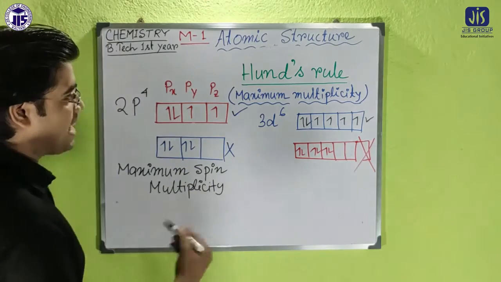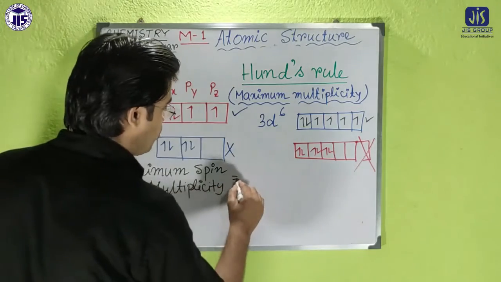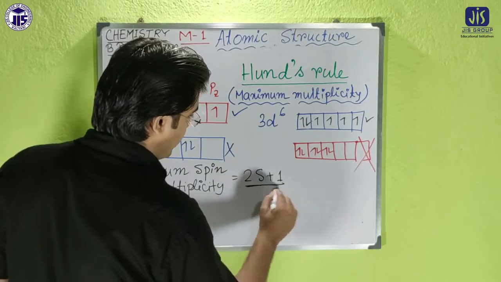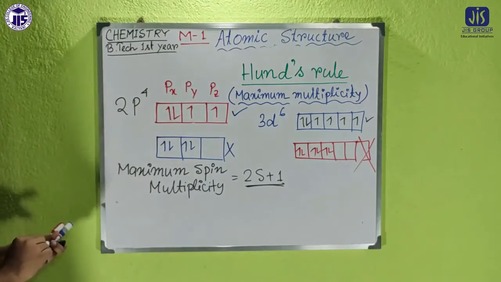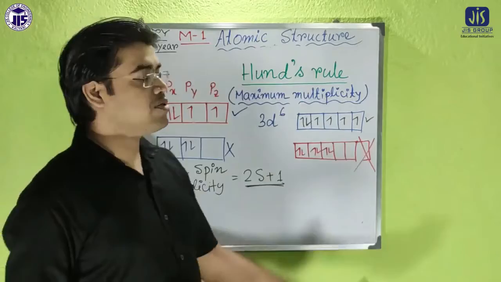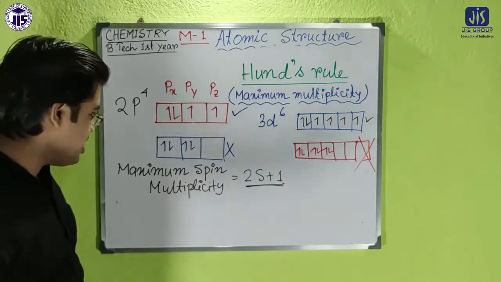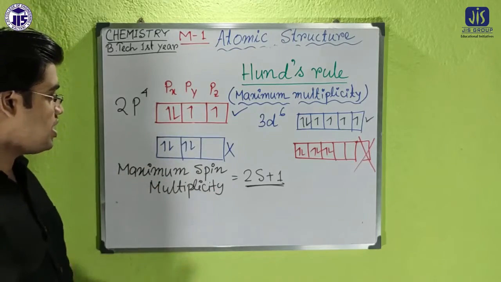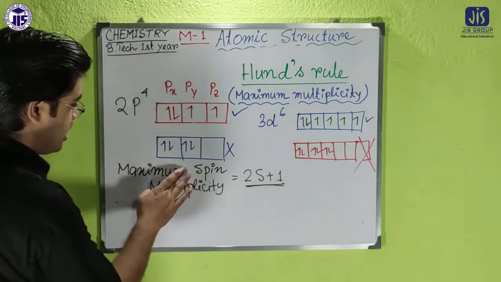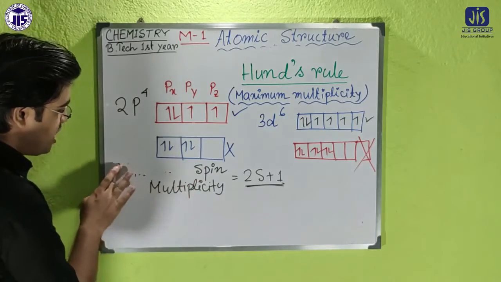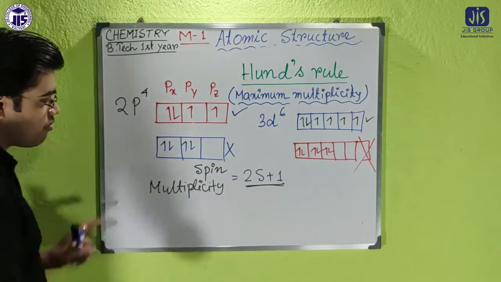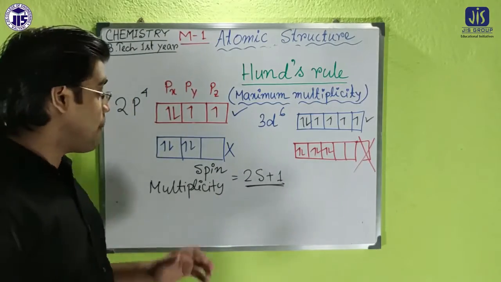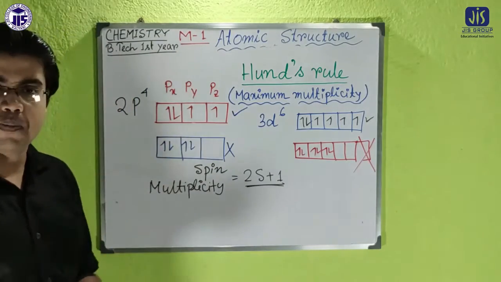So maximum spin multiplicity equals 2S plus 1. Now look here, it is called the maximum spin multiplicity. That means where we will get the maximum value, that is the maximum spin multiplicity. So it is actually spin multiplicity, equal to 2S plus 1. Where we get the maximum value, that will be the maximum spin multiplicity.